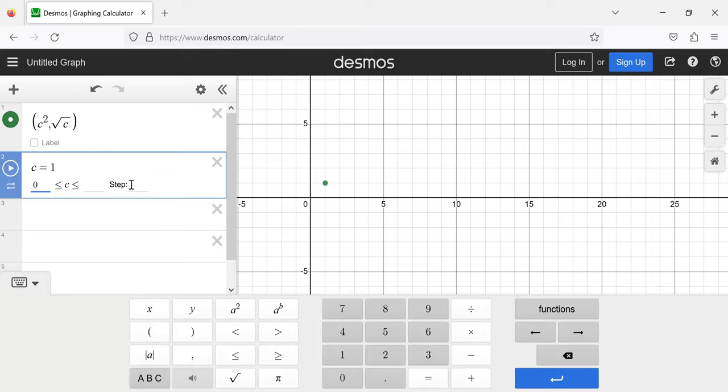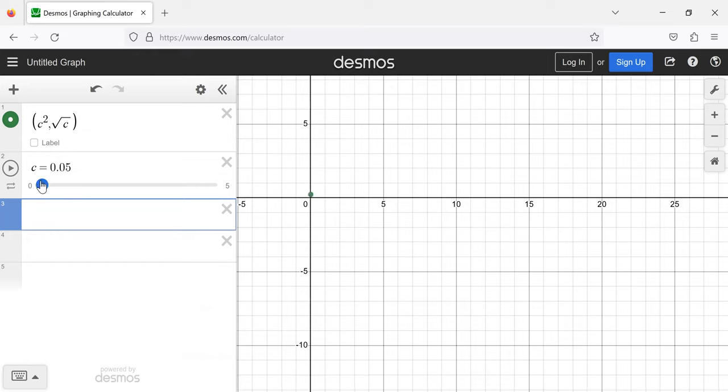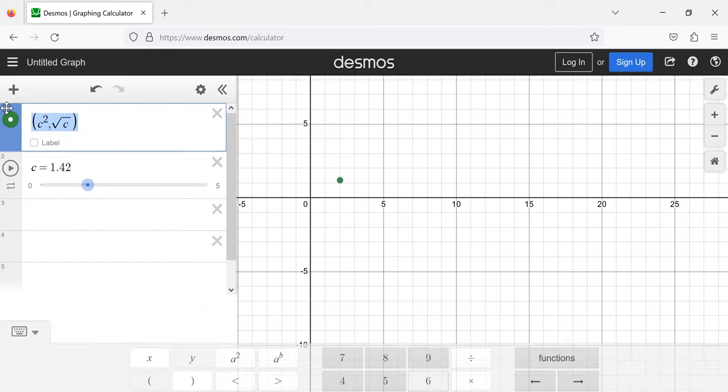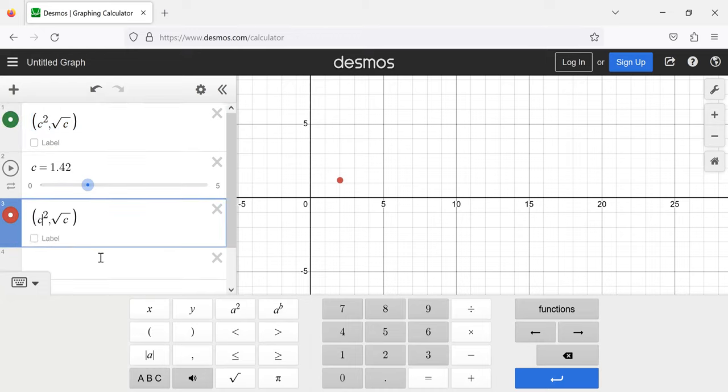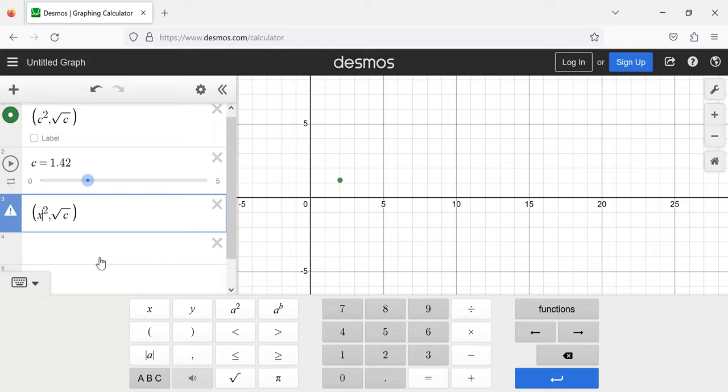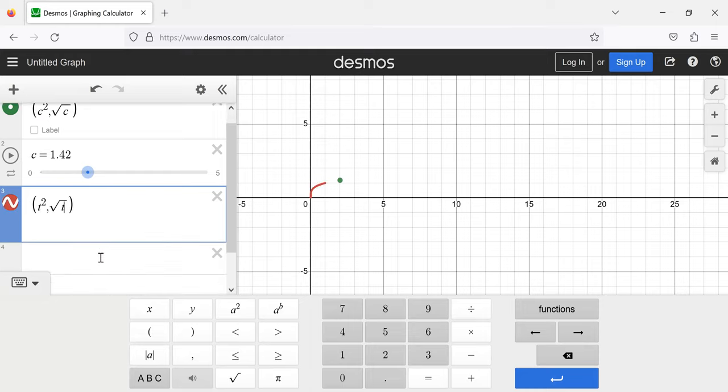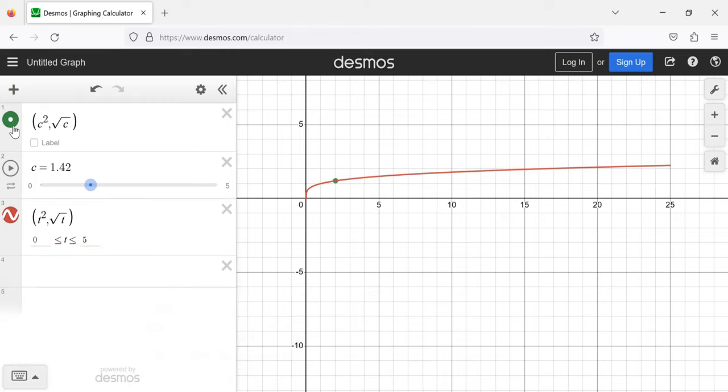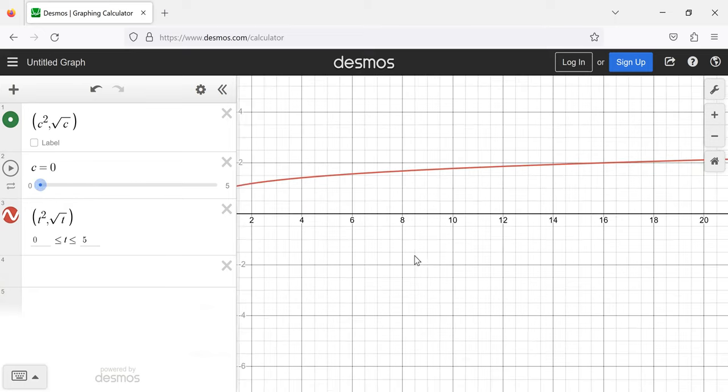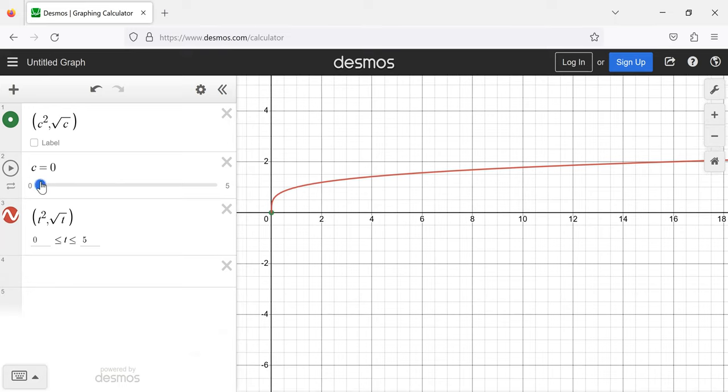If I use c, let's say I can create a slider. This is a little chaotic because I wasn't expecting Desmos to be so weird about it, but we'll create the curve using t. And then we can create a slider and see what happens. I hope everyone can see the dot here. We start at 0, 0, and then as time passes, we move up the curve in that direction.